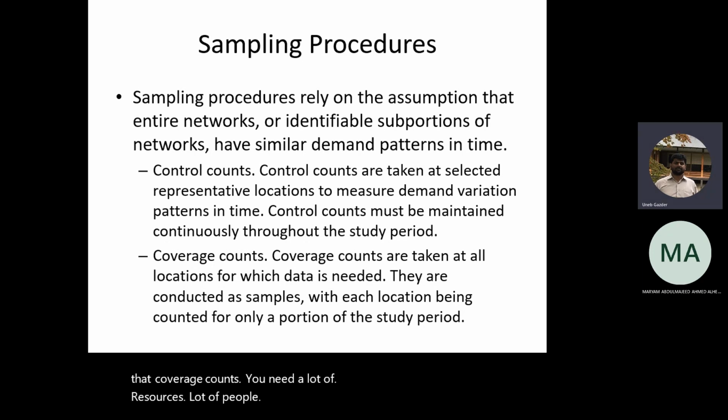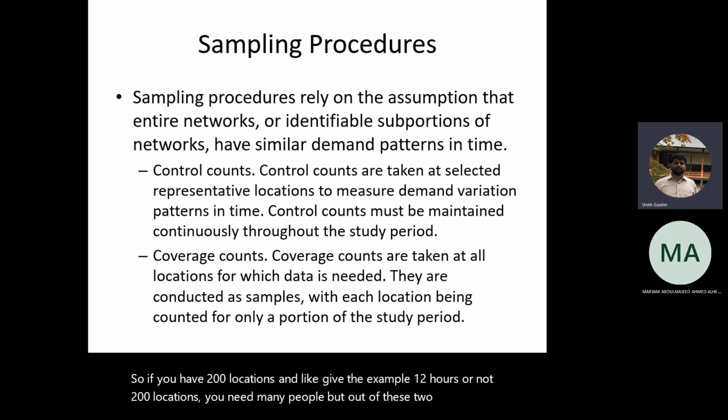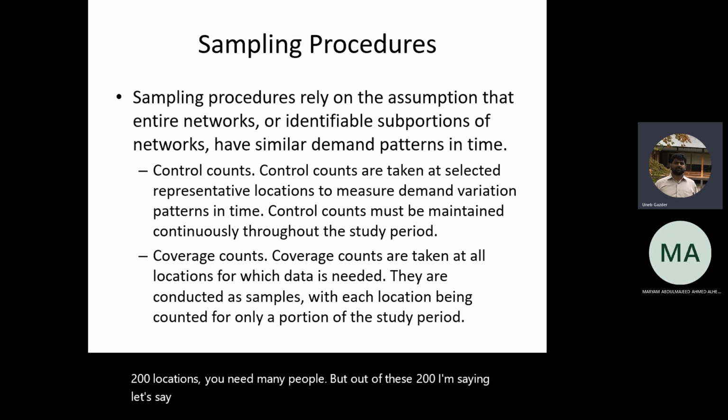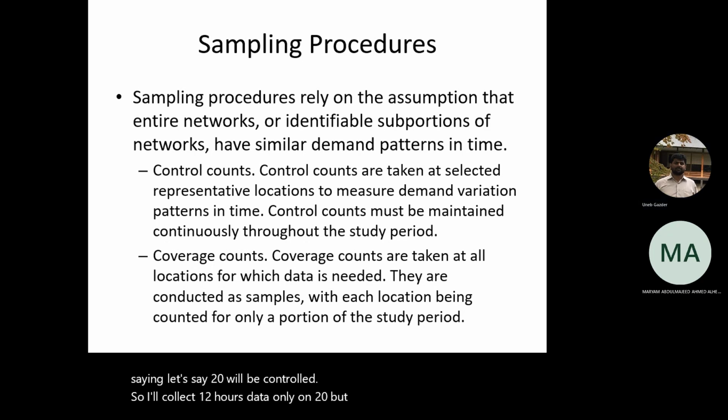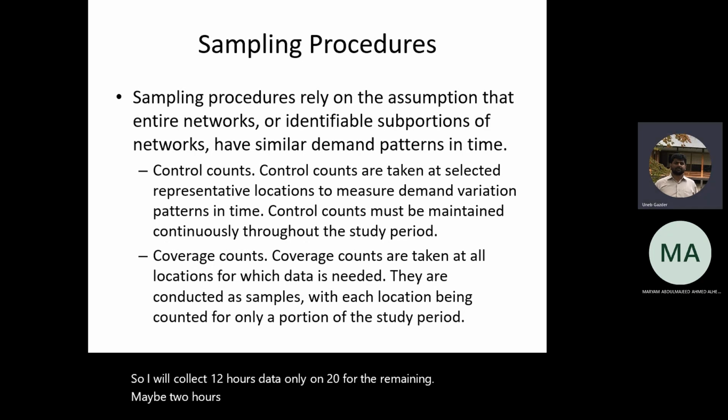So if you have 200 locations, and like I gave the example, 12 hours on all 200 locations, you need many people. But out of these 200, let's say 20 will be controlled. So I will collect 12 hours of data only on those 20. For the remaining, maybe 2 hours. So it's easier, right? Now for 180 locations, I need only 2 hours. So it will be much easier.